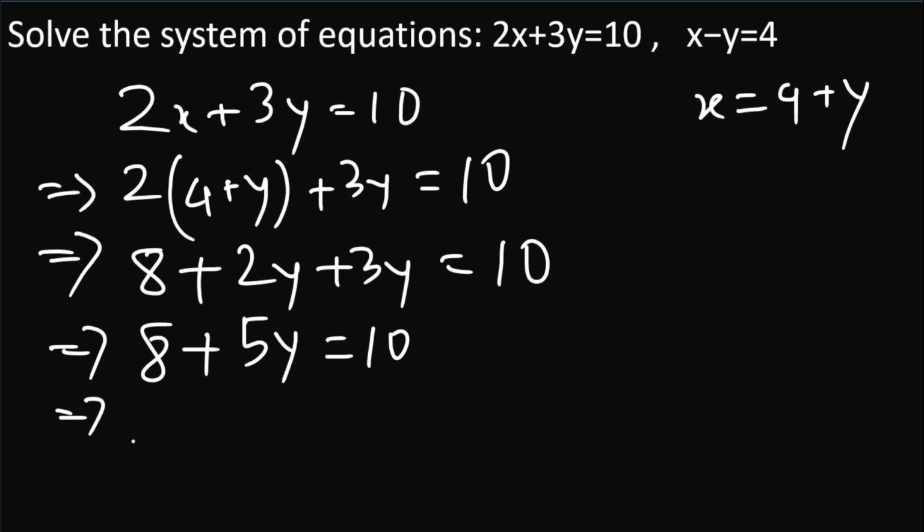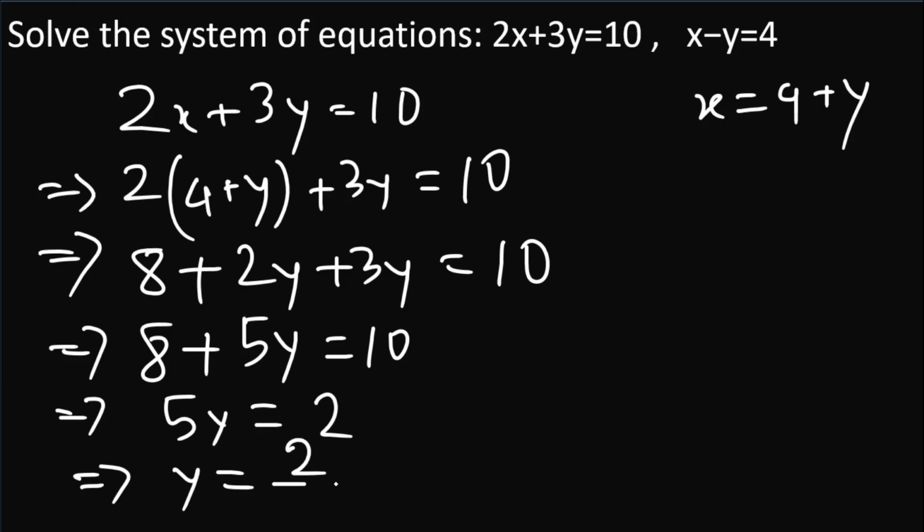So 5y equals 10 minus 8, which equals 2. We get y equals 2 over 5. Now we need to put 2 over 5 in place of y. So x equals 4 plus y, which is 4 plus 2 over 5.